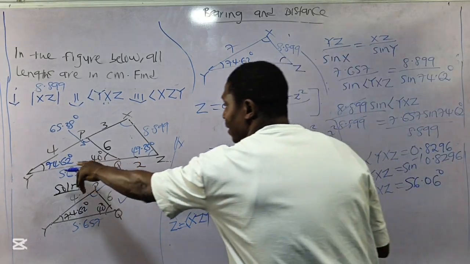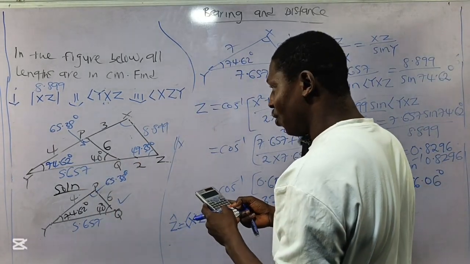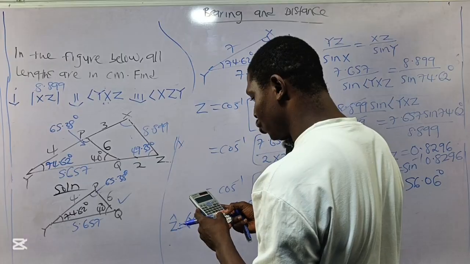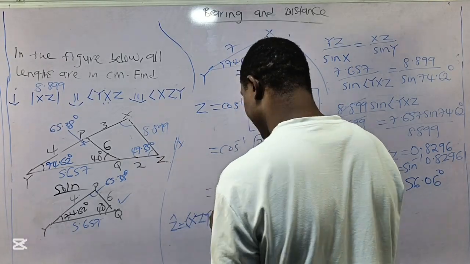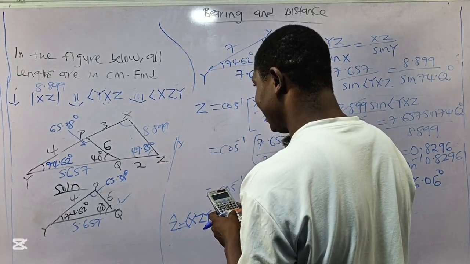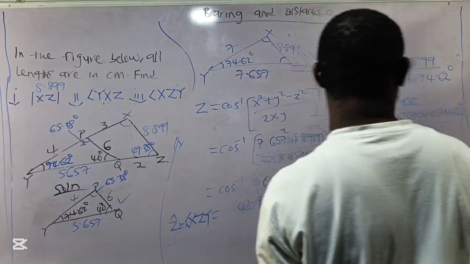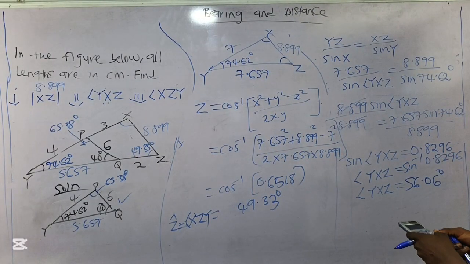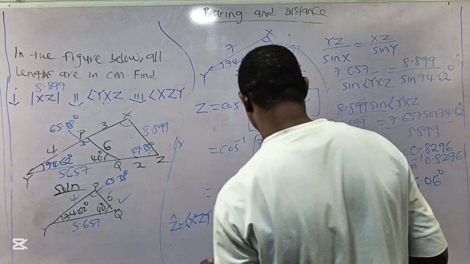So angle Y, using the bigger triangle, is 74.62, plus my angle Z, 49.33, plus my angle X, 56.06, and I have relatively 180.01, which is absolutely what? Close. So these are our what? Values.